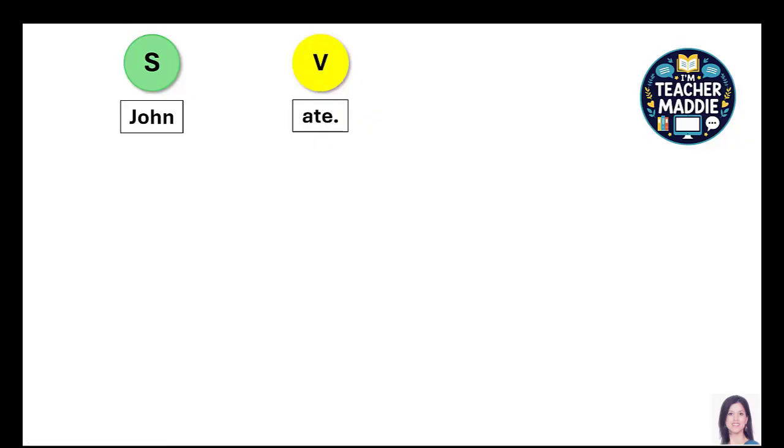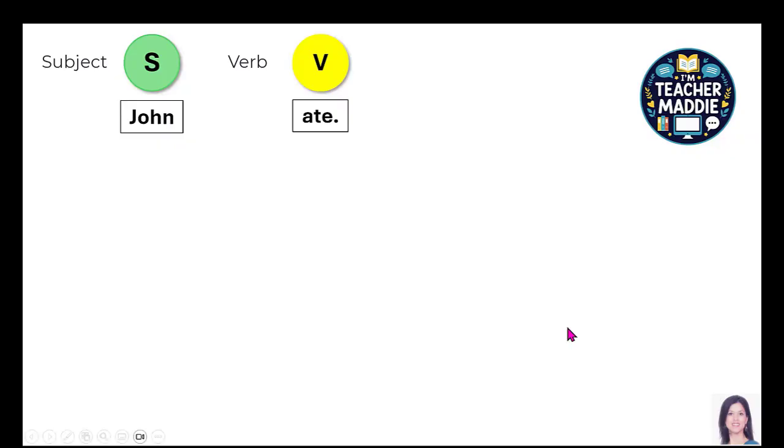Okay, so to start, we must know that every sentence has the base subject and verb. It cannot be a sentence without one subject and one verb. This is a simple sentence, John ate.